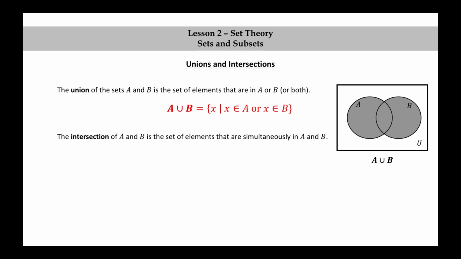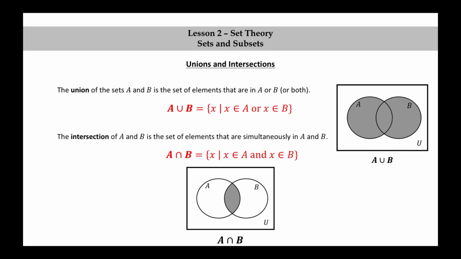The intersection of A and B is the set of elements that are simultaneously in A and B. We use an upside down U-shaped symbol for the intersection. So we have the intersection of A and B is equal to the set of X such that X is in A and X is in B. Here's a Venn diagram illustrating the intersection of sets A and B. Notice that the only part shaded is the part that's common to both A and B.